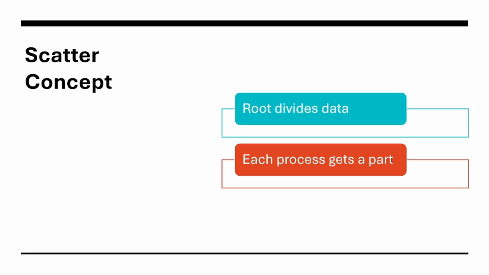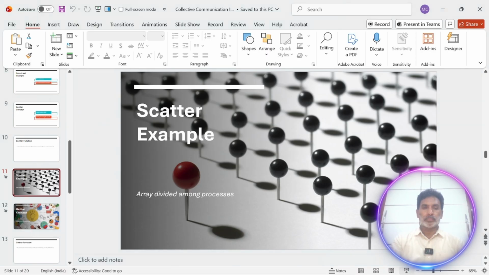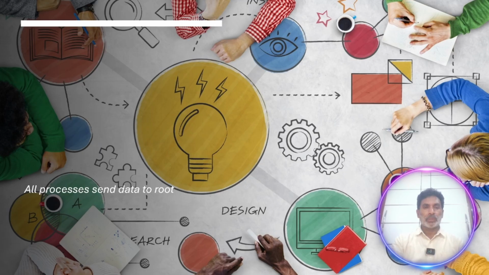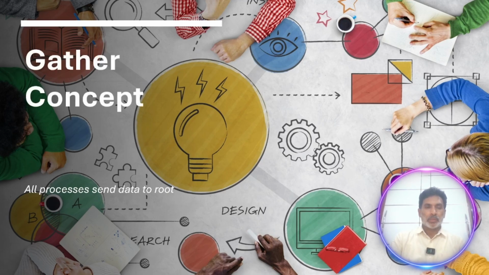So let us compare MPI collective operations. Broadcast sends the data to all, scatter divides the data among processes, gather collects data from all processes. Broadcast is mainly used for one-to-all, that is a single root process sends the same data to all other processes. In a scatter example, the arrays are divided among the processes. So next, gather, where all the processes send the data to the root.